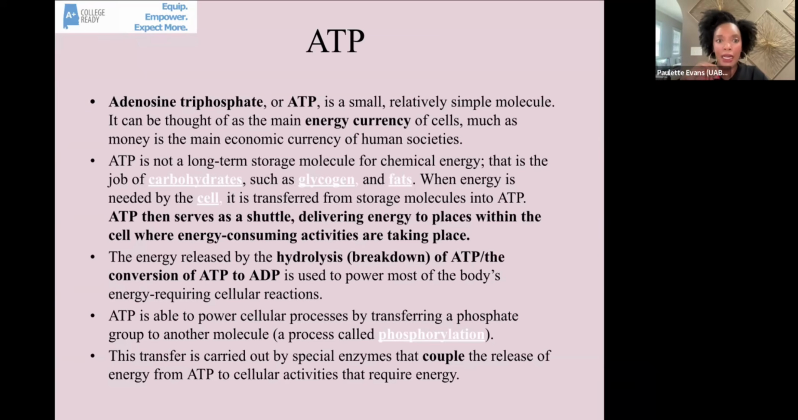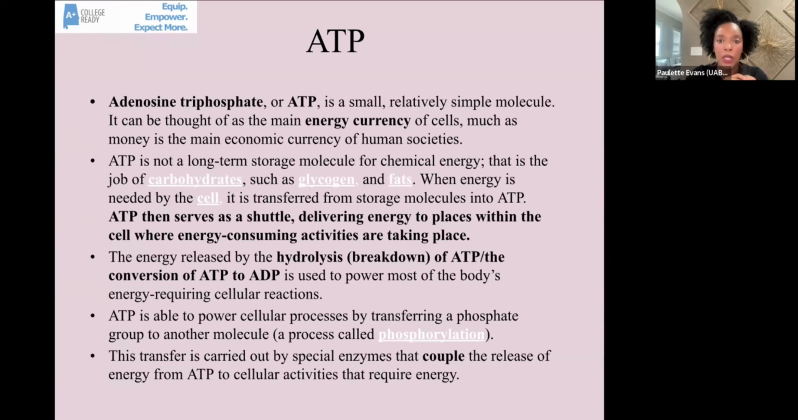All right. When energy is needed by the cell, it is transferred from storage molecules into ATP. All right. That process is going to be cellular respiration. And remember, I told you that carbohydrates can go into cellular respiration, fats can go into cellular respiration, and proteins can go into cellular respiration. ATP then serves as a shuttle delivering energy to places within the cells where energy consuming activities are taking place. The energy released by the hydrolysis or breakdown of ATP, the conversion of ATP to ADP or ADP to AMP, the monophosphate, is used to power most of the body's energy requiring cellular reactions.